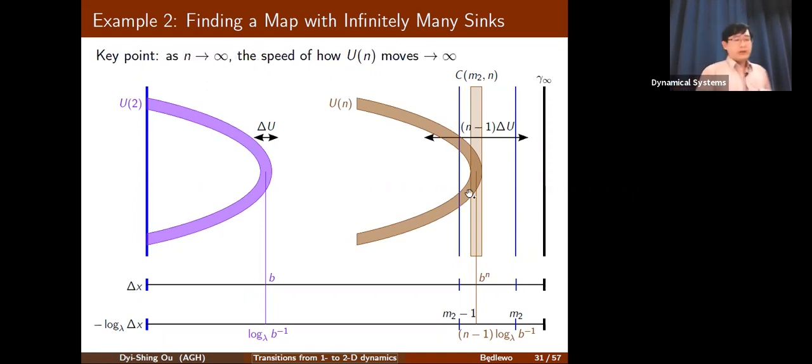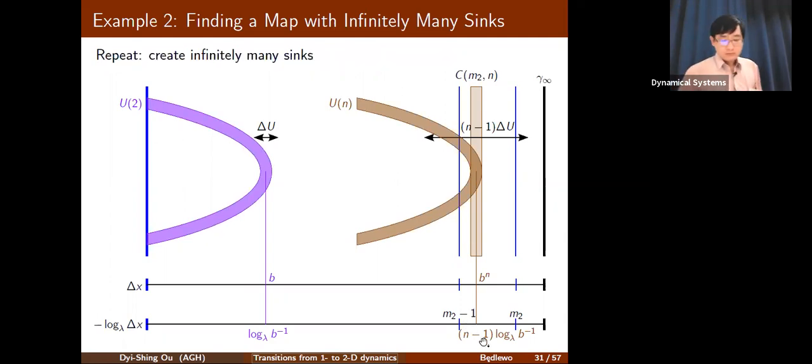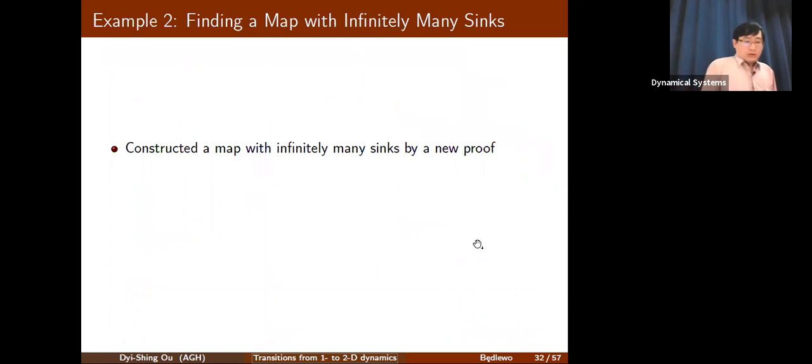So what is the key point here? The key point here is that as n goes to infinity, the speed of how these critical values move also increases and also goes to infinity. And by using this, we will be able to repeat the whole argument again and again and create infinitely many, so that the final map will have infinitely many things. Okay, and this constructs a map with infinitely many things by using a new proof.